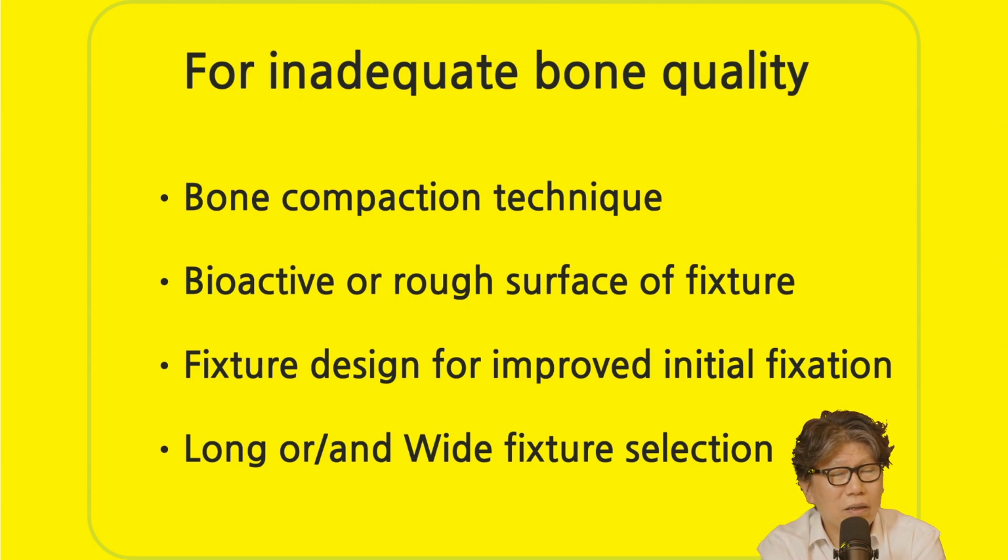There's a lot of D3 bone, so we actually have to place a wide fixture, like 4.7 millimeters in diameter, in the lateral incisors. If you don't put in something like that, you often don't get primary stabilization. And we try to use cortical bone anchorage whenever possible.